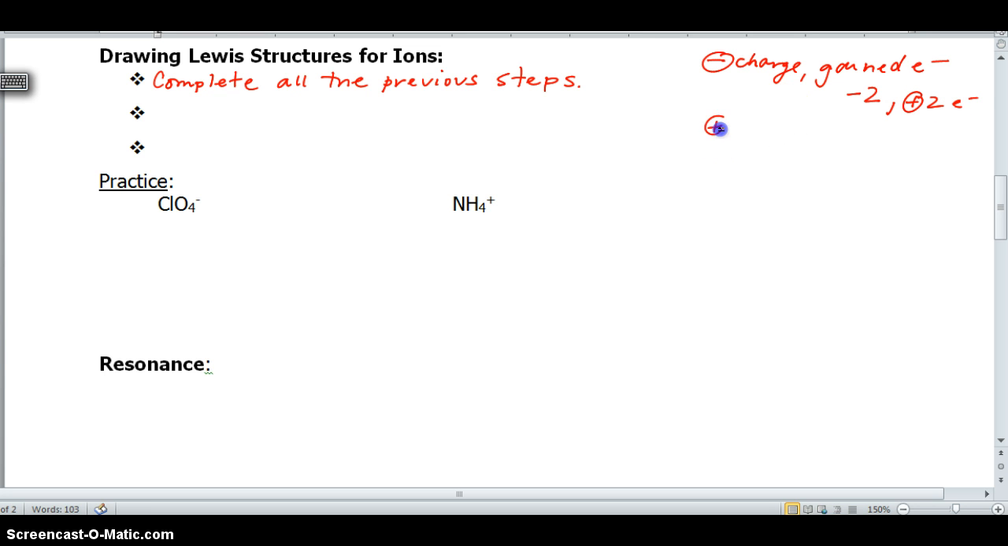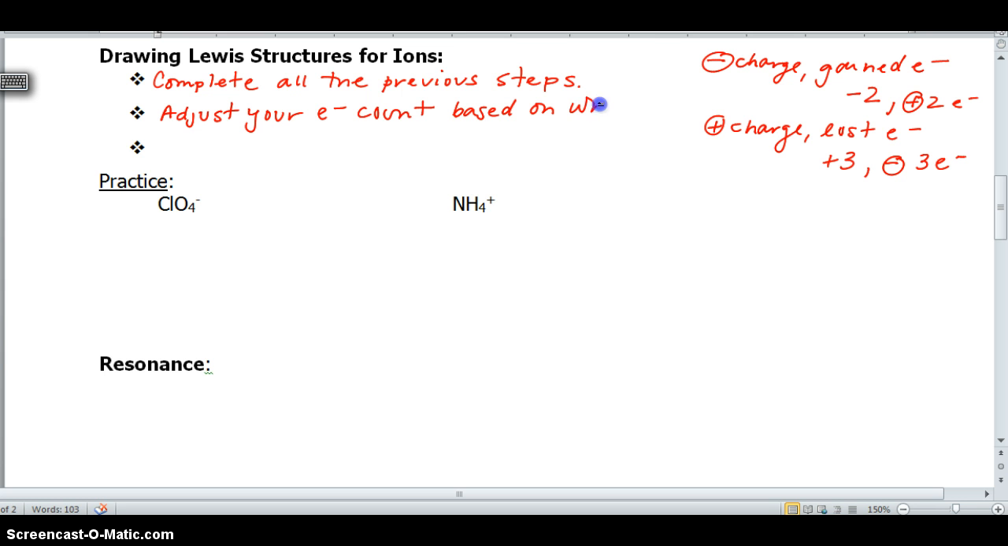If something has a positive charge, that means it has lost electrons. So let's say we have a +3 charge, like aluminum. That means it has lost 3 electrons, so we would actually want to subtract 3 electrons from its total electron count. So the next step is just to adjust your electron count based on whether you have a cation or an anion.